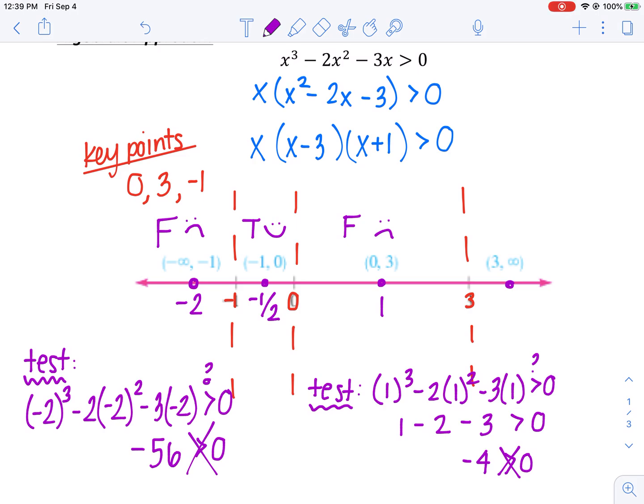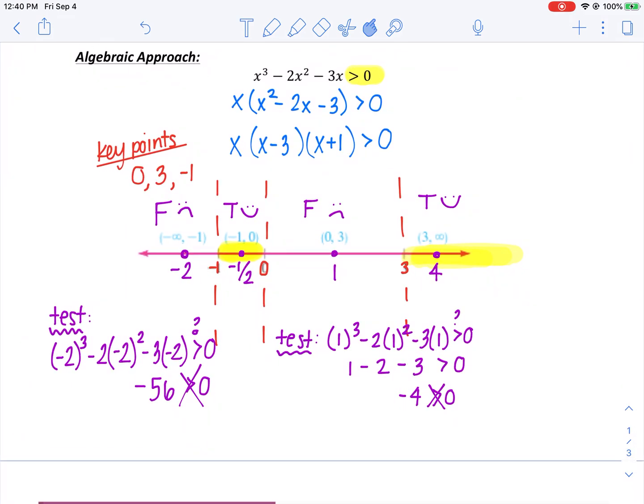The last section, you can try any number, maybe 4. You will see it is a true solution. Which means these areas right here, which go on forever, are where the solution is. This is where the graph is greater than 0, so above the x-axis.